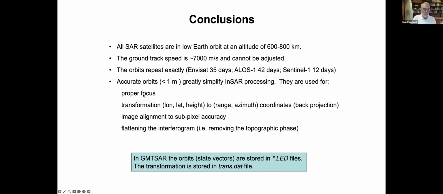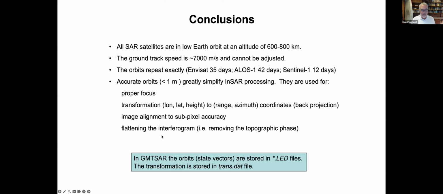And it's used for proper focus, for transforming latitude, longitude, height into range and azimuth coordinates, this back projection, image alignment to subpixel accuracy, something that needs to be done very carefully, especially with Sentinel-1, but it now seems to work when you just put in the right orbits and get the data, things are aligned properly.